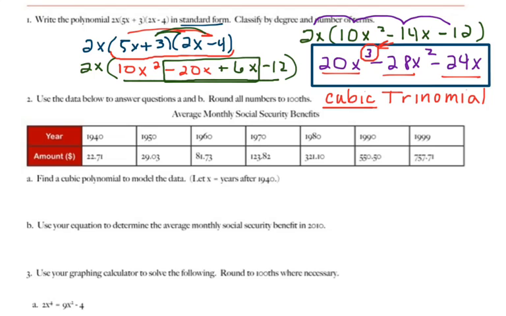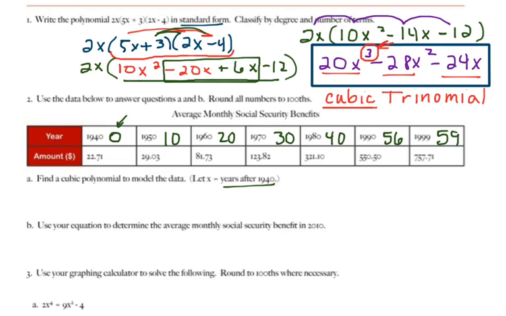Okay, find the cubic polynomial to model the data. Let x equal years after 1940. So when you're setting up your table, and we do this in our calculator, your x values are going to be 0, 10, 20, 30, 40, 50, and this looks like it's going to be 59. That lets x be the years after 1940, so 1940 is 0 years after 1940.